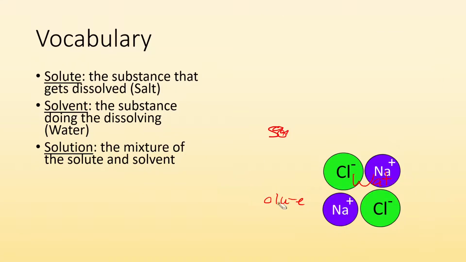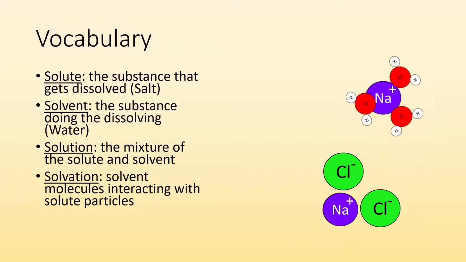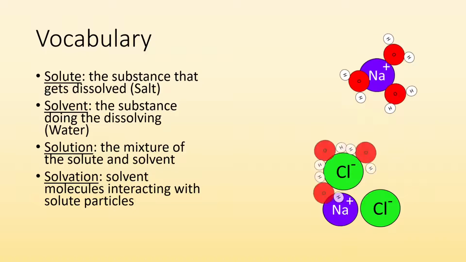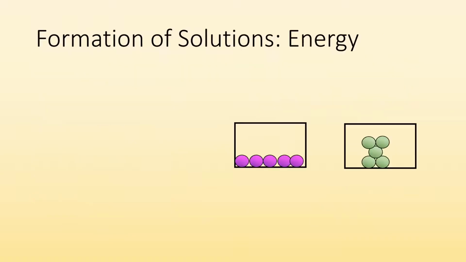So one more new vocab is solvation. So solvation is the solvent molecules interacting with the solute particles. So what's happening right here, that is solvation, right? When it's water as the solvent, that solvation we call hydration, because you're using water to dissolve it. Hydration. So let's take a look at the energies involved in all of the interactions that are going on.